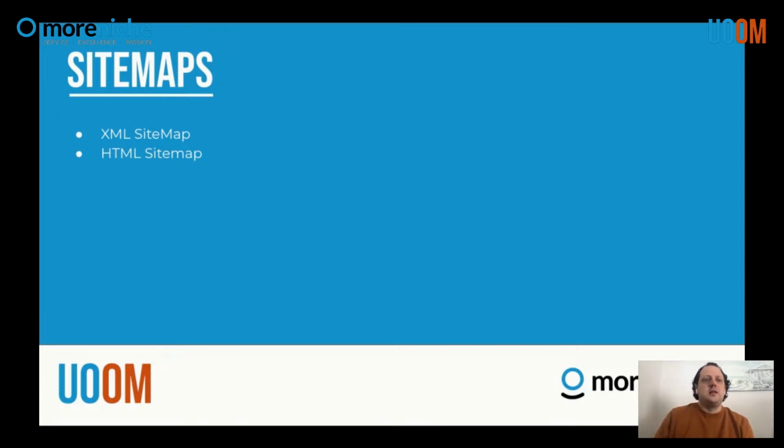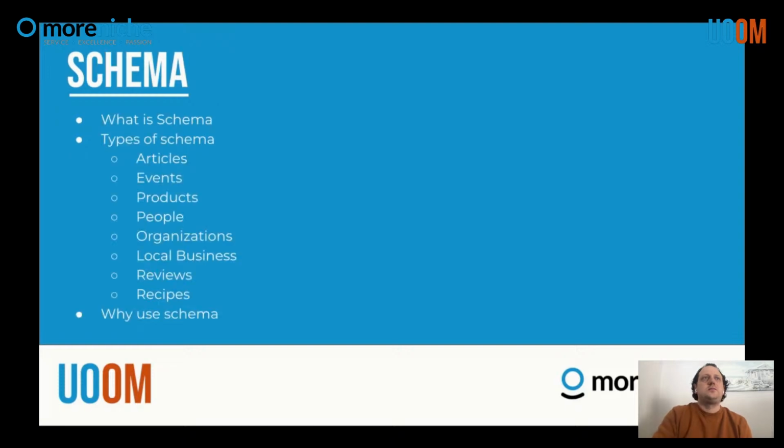And next we have Schema. So this is the last one, Schema. Schema is basically data that you provide. You're basically telling Google or other search engines what this piece of content is related to.